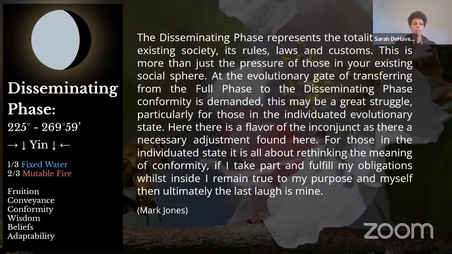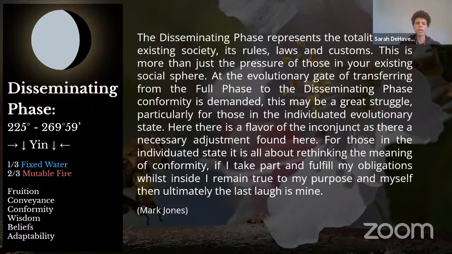Mark Jones says the disseminating phase represents the totality of any existing society, its rules, laws, and customs. This is more than just the pressure of those in your existing social sphere, which we could kind of see in the previous phase, the full phase. You could kind of liken it to that. Things are opening up now here, right, in the disseminating phase as far as scope is concerned.